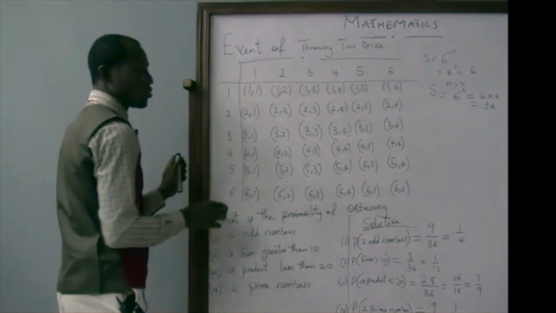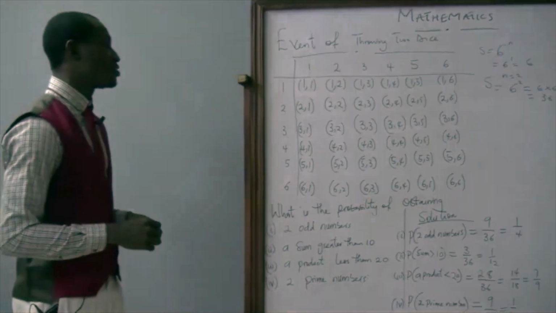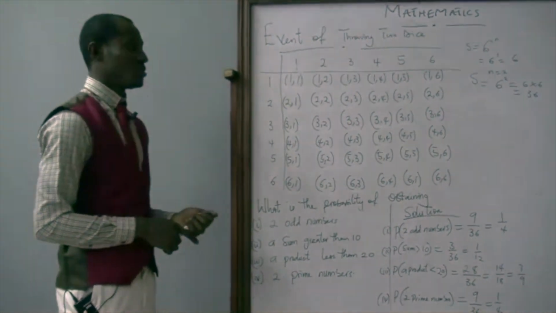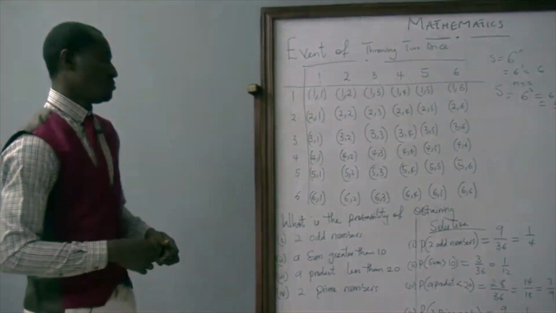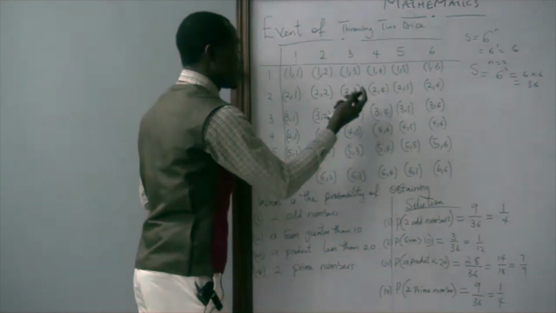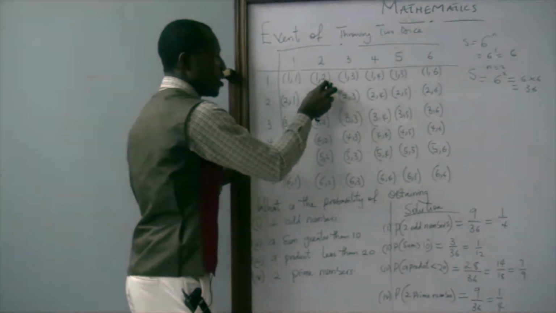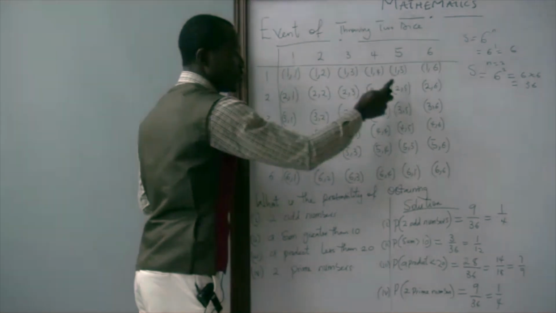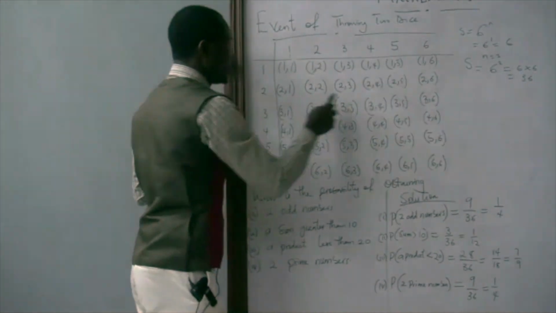Don't forget, the question could come in different ways. It could ask you for an odd number first, even number next. You just count them. How many have odd number first, even number next? Like now, 1 is odd, 2 is even, 1. 1 is odd, 4 is even, 2. 1 is odd, 6 is even, 3.